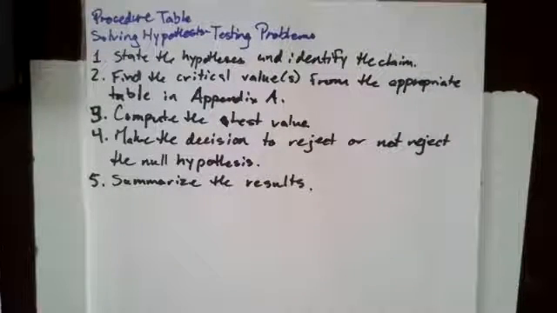And finally, we have a procedure table for solving hypothesis testing problems. First, state the hypotheses, and identify the claim. Second, find the critical values from the appropriate table in Appendix A. Third, compute the test value. Fourth, make the decision to reject or not reject the null hypothesis. And fifth, summarize the results. We'll look into some specific tests in 8.2.